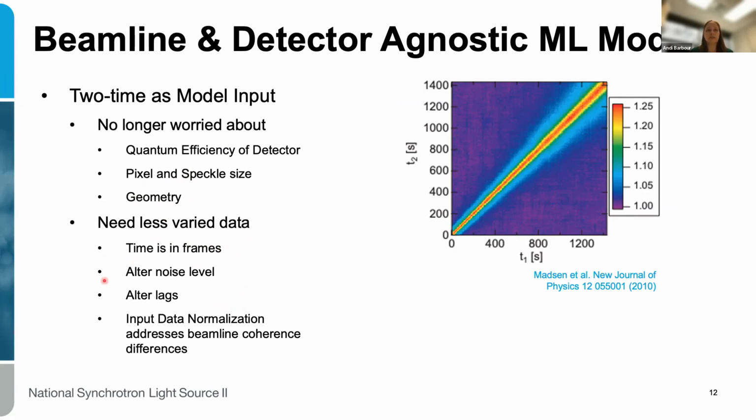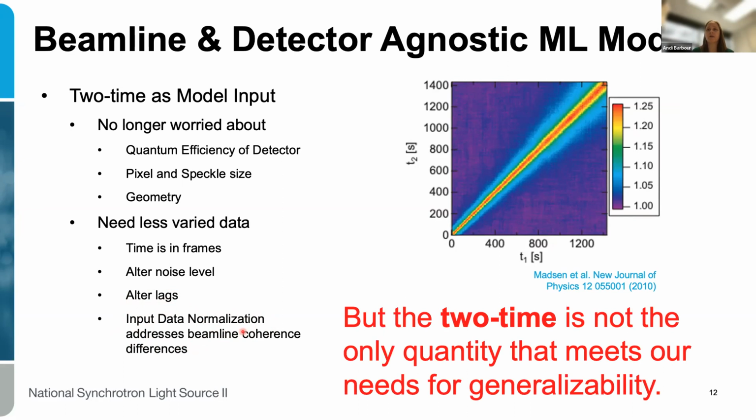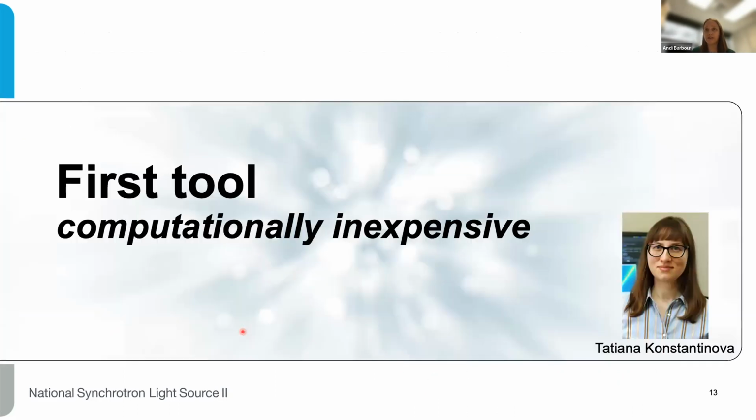It's the number of data points that we collected during the time series. It's also easy to alter the noise level, not by manipulating the two-time, but by selecting the different pixel bins for the noise level, and to alter the lag times in the output image itself. And finally, you just need to have a really good normalization scheme for your input data prior to training your models. But the two-time isn't the only quantity that meets our needs for generalizability, because the two-time calculation is quite expensive. So Tatiana was the postdoc that worked on this tool.